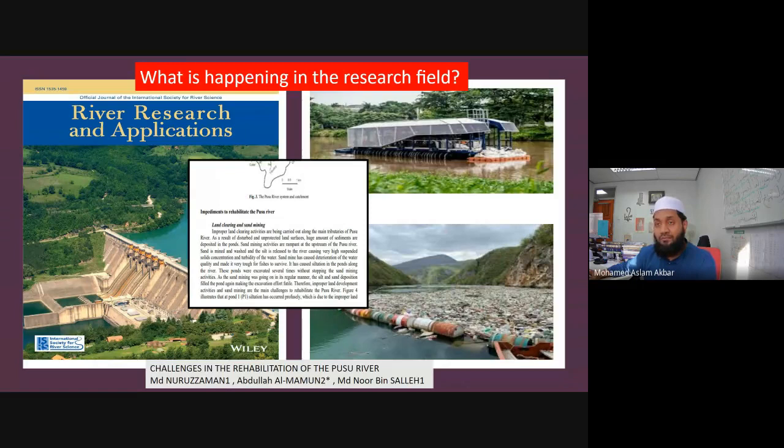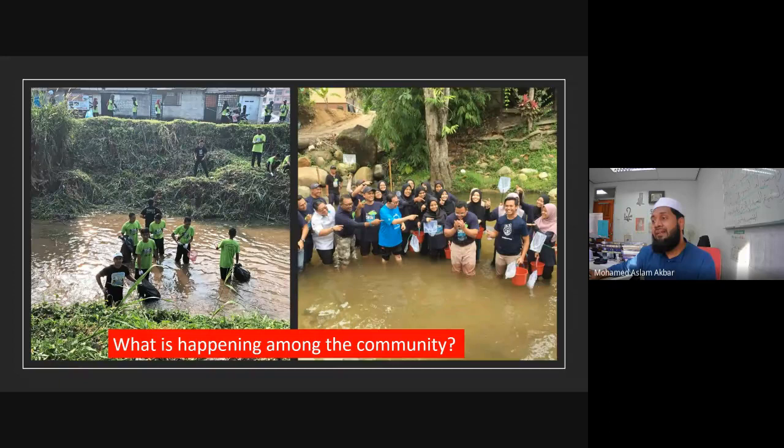Since then, many works have been done. Here on your right side, the rector is standing in the blue t-shirt. You can see that our students are literally going down to the river. They are going to Kampong Pusu, because this is where the source of the river comes to UIA. If you cannot clear the source, what is the point of clearing the tail, right? Instead of clearing inside UIA, you start clearing outside, because the water comes from the source.